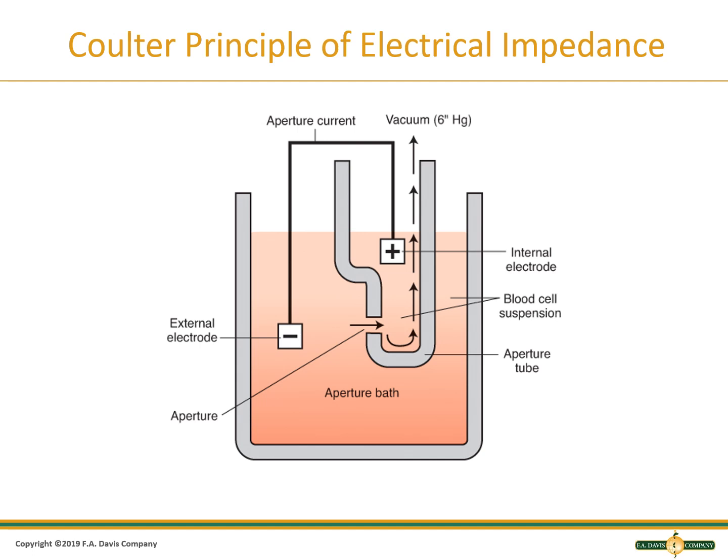Here you can see a diagram of what the previous slide described. So here you can see the external electrode, the internal electrode here. You have the aperture bath, which is the sample or the blood cell solution, which is the patient sample mixed with saline. And the sample runs through this electrical current, and that's how it's able to count the cells and determine what the cells are due to the electrical impedance.